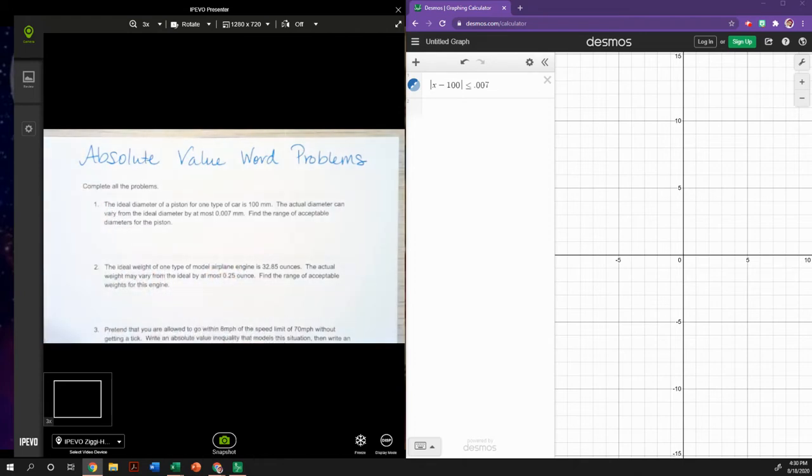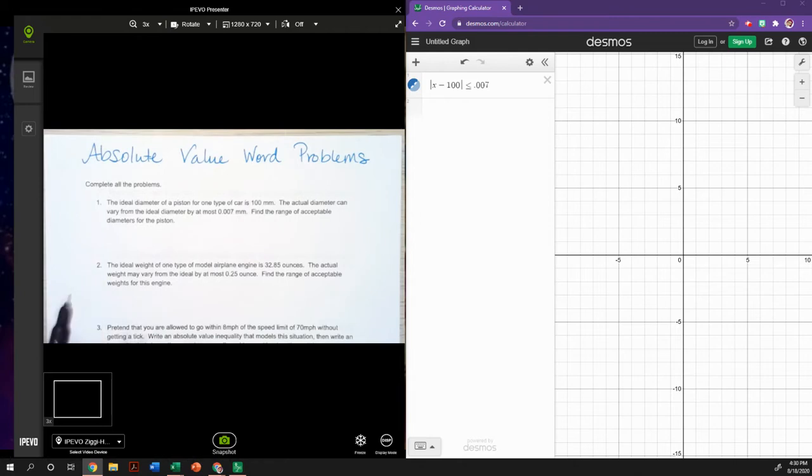All right, so we're just going to jump right in. It says the ideal diameter of a piston for one type of car is 100 millimeters. The actual diameter can vary from the ideal diameter by at most 0.007 millimeters. Find the range of acceptable diameters for the piston. All right. So big clue here is that we are looking at absolute value. The question is how do we write the equation?